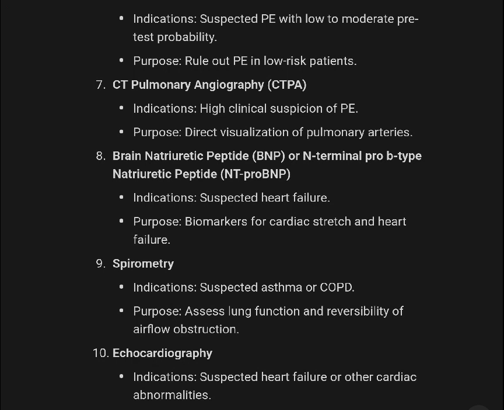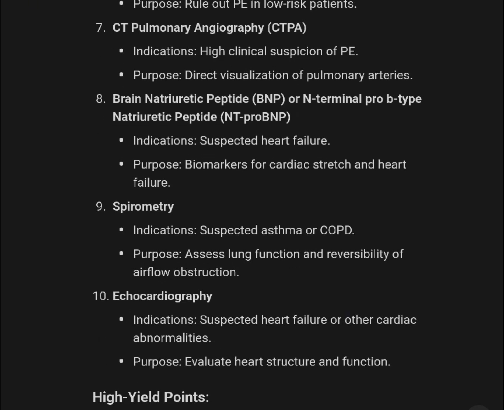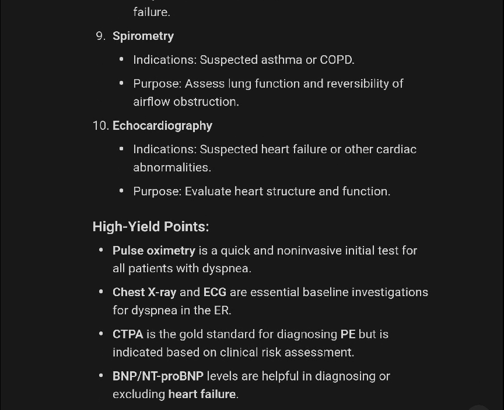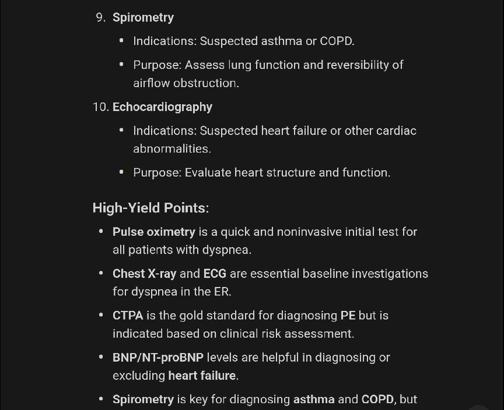Brain natriuretic peptide, BNP, or N-terminal pro-B-type natriuretic peptide, NT-proBNP, indication: suspected heart failure. Purpose: biomarkers for cardiac stress and heart failure. Spirometry, indication: suspected asthma or COPD. Purpose: assess lung function and reversibility of airflow obstruction. Echocardiography, indication: suspected heart failure or other cardiac abnormalities. Purpose: evaluate heart structure and function.